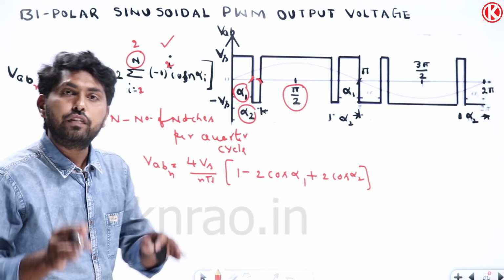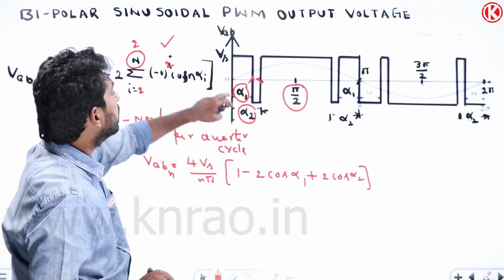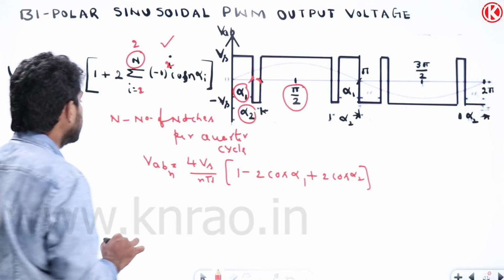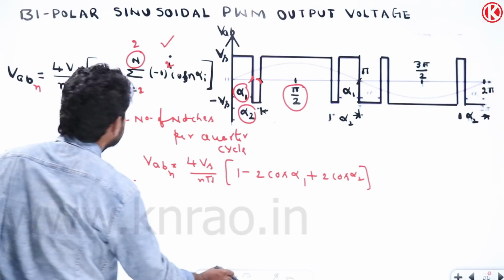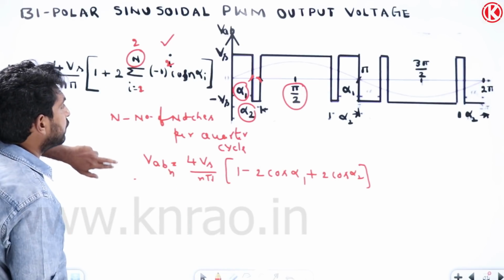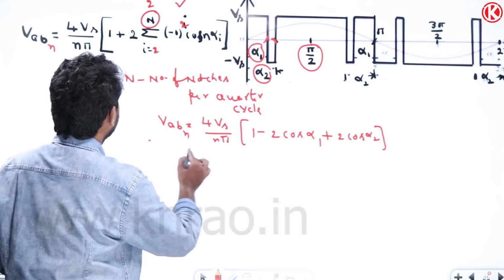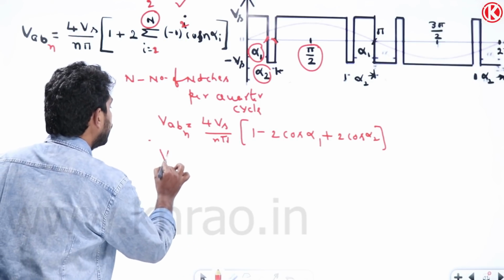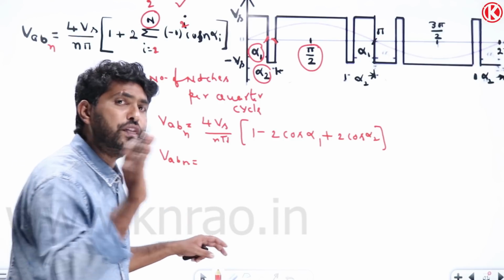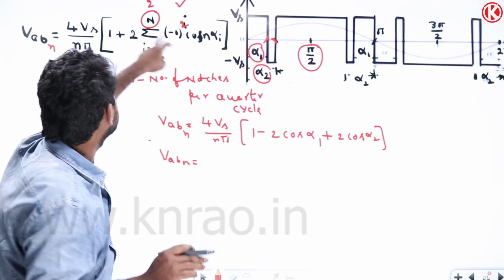For example, if the waveform contains 3 notches, alpha 1, alpha 2 and alpha 3, what will be the condition? What is the expression for 3 notches? You can write the expression for 3 notches also. So let me write the expression for 3 notches. So for 3 notches, VABn, VAB1. If the waveform contains 3 notches, I should replace this n value with 3. So how can I replace it?